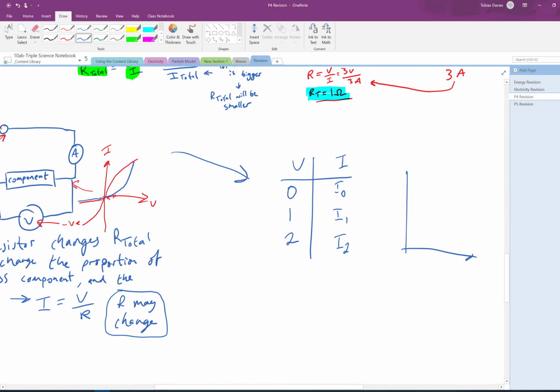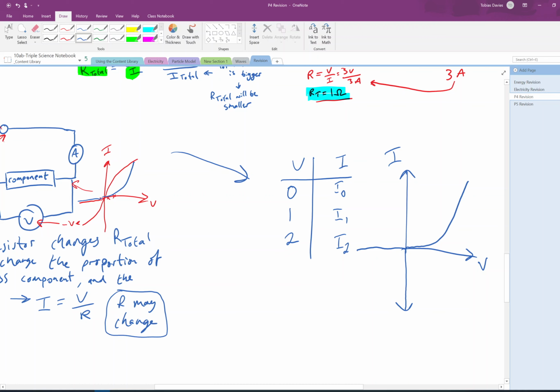Okay, and we go up and up, and we end up with a set of results for a voltage and a current that are either a nice straight line for a resistor, or they do something like that if it's a filament lamp, or they do something like this if it's a diode. But we haven't got any negative voltages to look at what happens to the current when the voltages are negative.